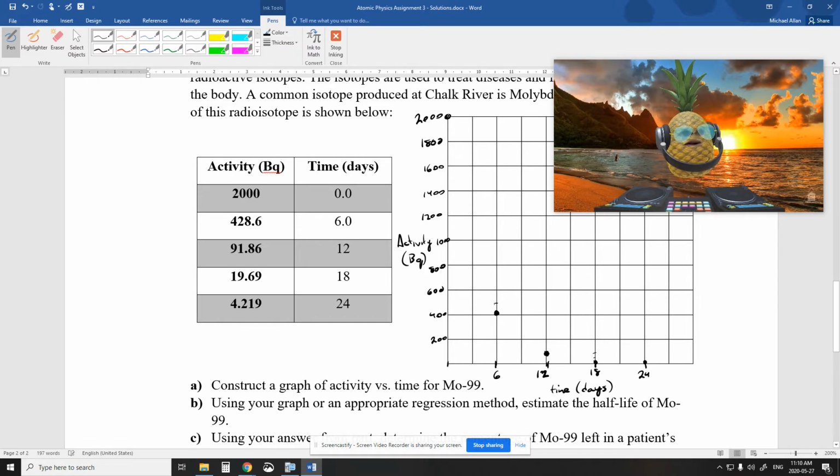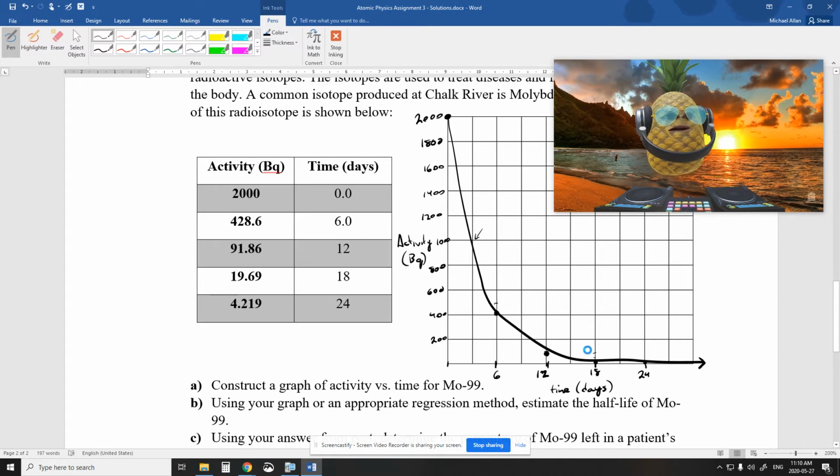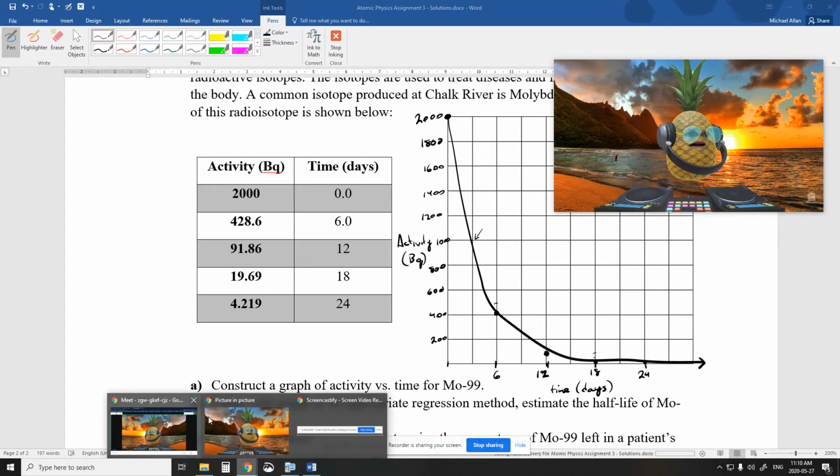So this is what my graph's going to look like. Not connecting dots, but we are going to curve it nicely, and then have a little asymptote here. There we go. Now, sure, I can read this. It looks like it could be a 3 for my half-life. But it says here you use an appropriate regression to determine the half-life. So I'm going to pull up a calculator. Hopefully I've showed you how to do this during the half-life lab as well.